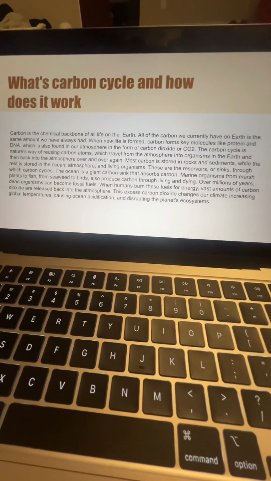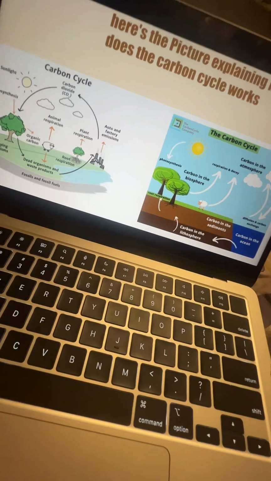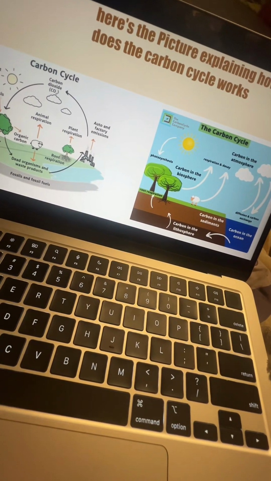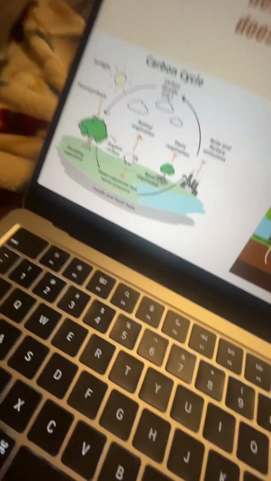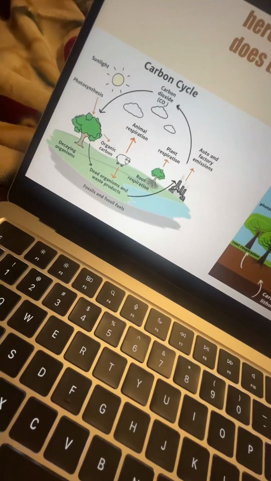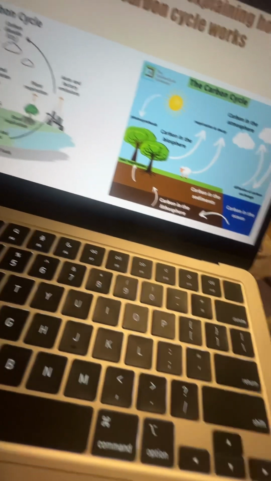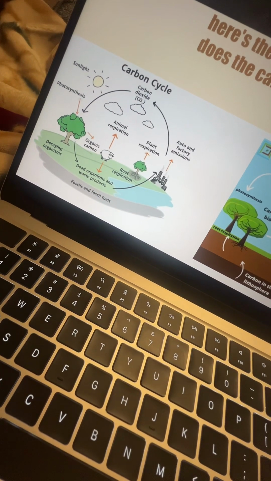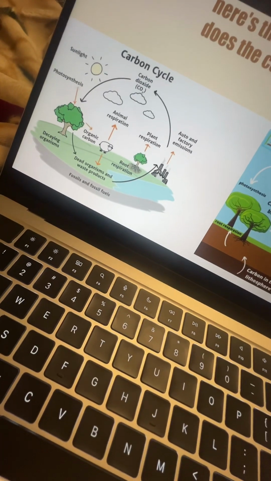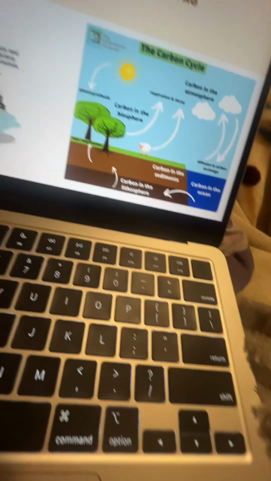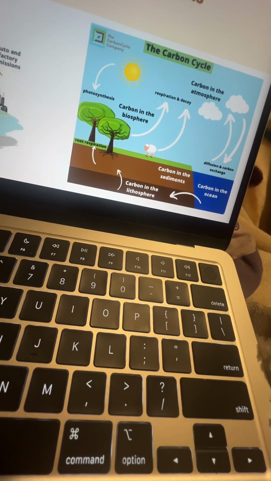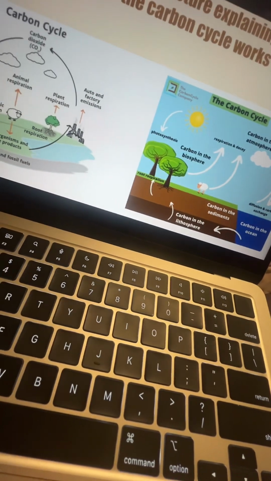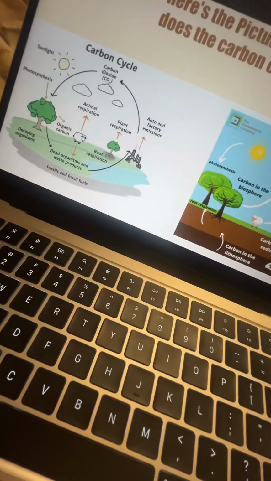Okay, so this is our next slide. Here's the picture explaining how the carbon cycle works. As you could see, we have two pictures here. In the first picture we could see the air, sun, tree, and water, and the arrows explain it to us. And in the second picture we could see a tree, animal, sun, clouds, and so on, and the arrows explain it too. Okay, moving on to the next slide.